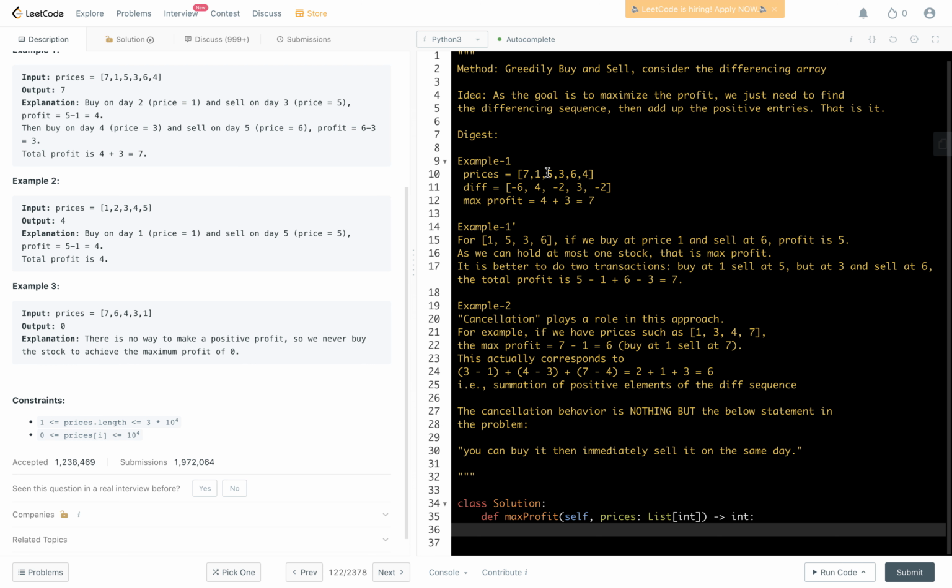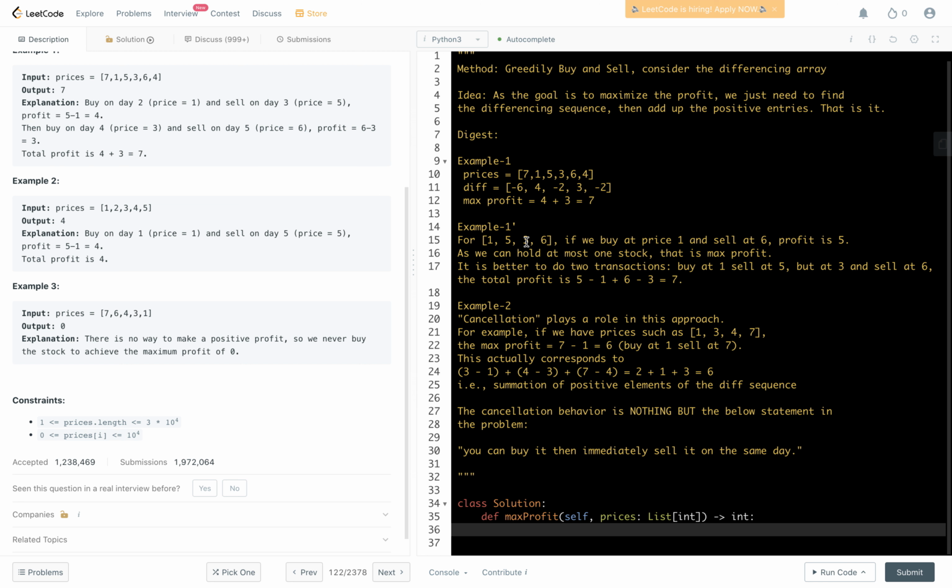So here is some digest. First, let's look at example 1. If we consider the difference sequence, we have 1 minus 7, that is negative 6, 5 minus 1, that is 4, and 3 minus 5, negative 2, 6 minus 3, 3, 4 minus 6, negative 2. Then the maximum profit is 4 plus 3, that is 7.